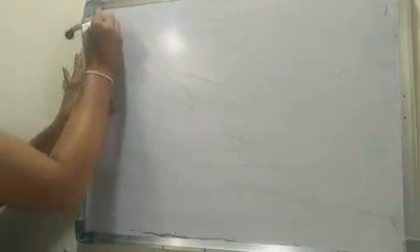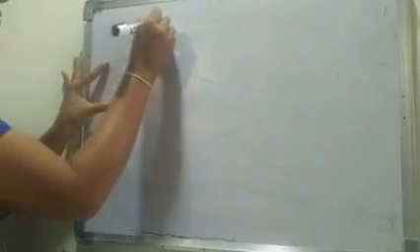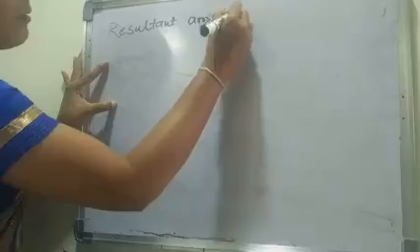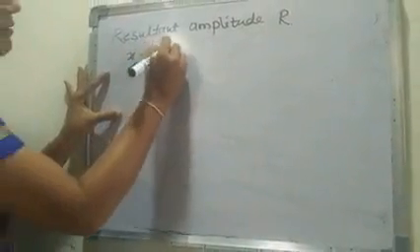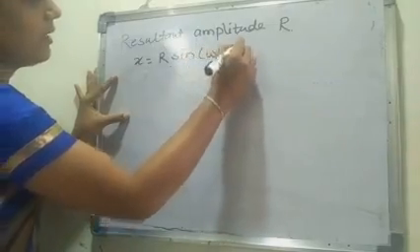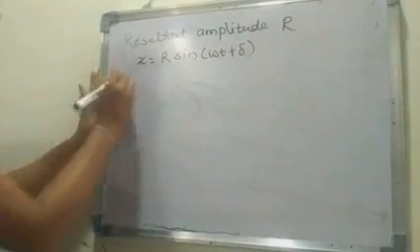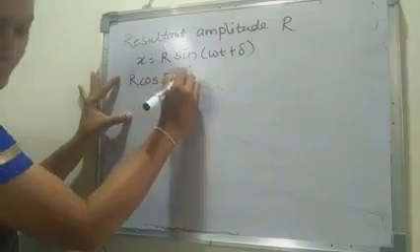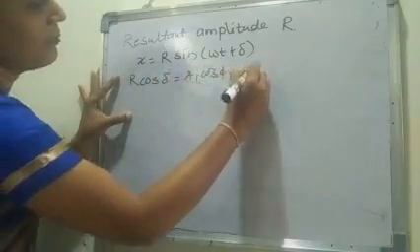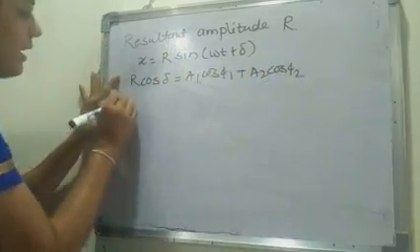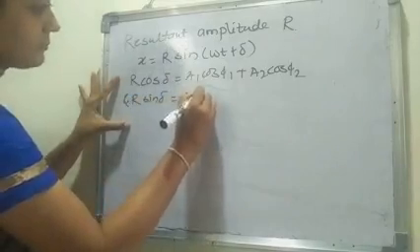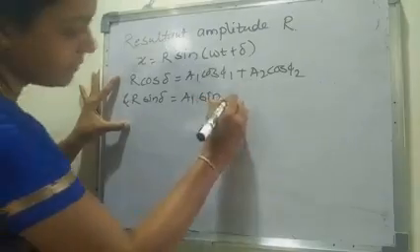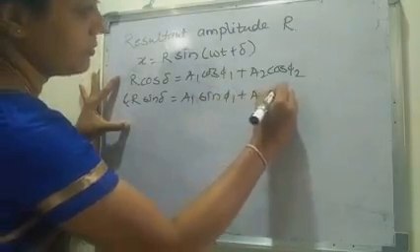So today we are going to find the resultant amplitude, that is R. You know very well x equals R sin(omega t plus delta), and for that we considered R cos delta equals A1 cos phi 1 plus A2 cos phi 2, and R sin delta equals A1 sin phi 1 plus A2 sin phi 2.